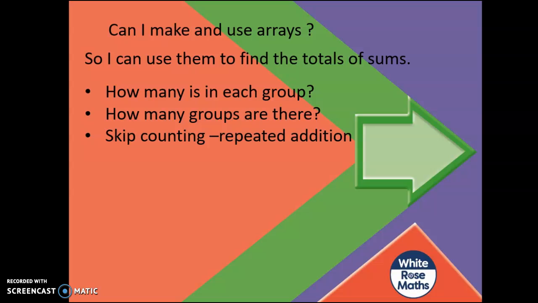Skip counting and repeated addition are exactly the same because you are skip counting, for example, in twos. So you'd be going 2, 4, 6, 8, 10. And that is the same as repeated addition because you are repeating the same number as you are counting. So if you skip count in twos, it's 2 add 2 add 2 add 2 add 2.